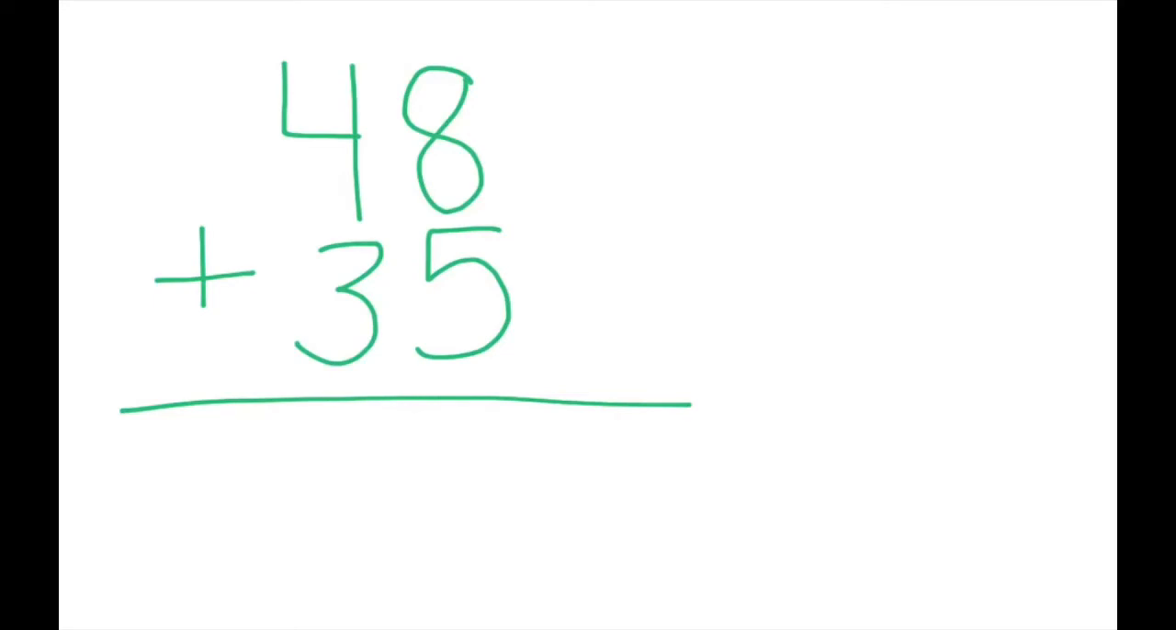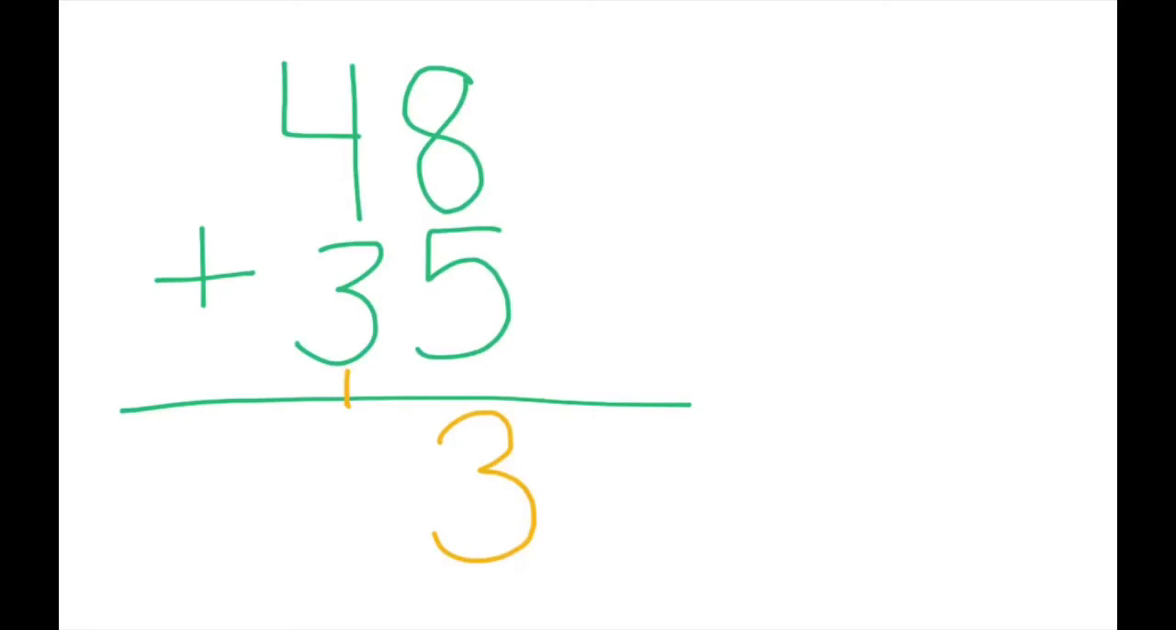First, I'm going to add my ones. 8 ones plus 5 ones. Now, I know that 8 plus 5 is 13. So in the strategy of adding new tens below, 13 is 1 ten and 3 ones. I'm going to put my 1 ten in the tens column and my 3 ones in the ones column. So now I have 13.